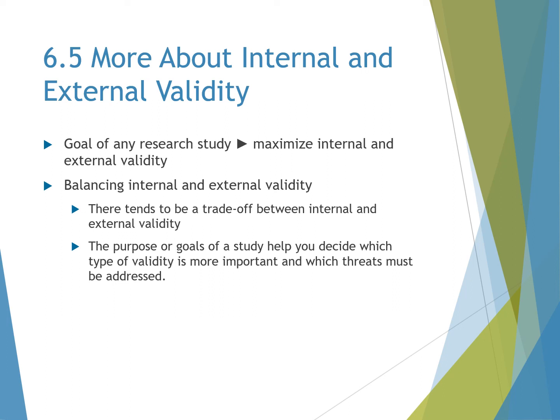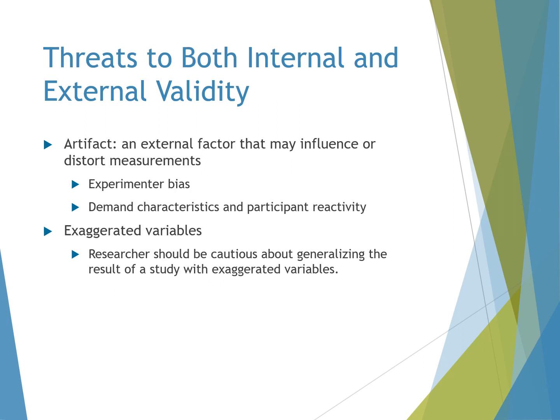If we, in contrast, try to get high external validity and the environment looks a lot like the real world, sometimes we allow for extraneous variables that will decrease internal validity. So we've got this constant trade-off between internal and external validity, and sometimes we have to let the purpose of the study or the goals help us decide which type of validity is maybe more important or which threats we can versus cannot address. So we discussed artifacts in chapter 3, and there are external factors that distort our measurement, and they can be threats to both internal and external validity.